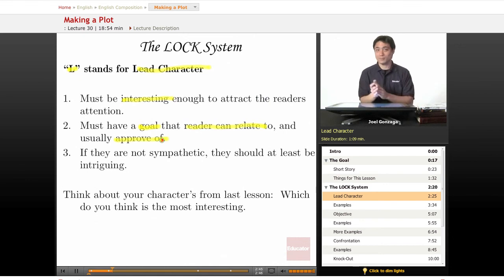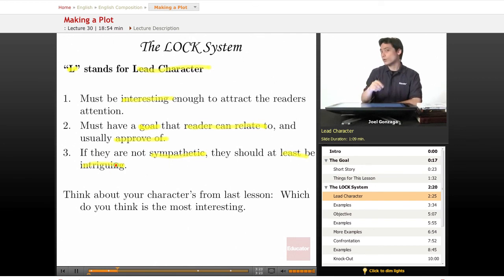Do you want to read a story about a horrible person? Probably not. So you want that reader to relate to this character because they have a goal that we like and that we want them to achieve, because we're good people too. Also, if this character is not sympathetic, if it's somebody we don't like, then they should at least be intriguing. As much as we don't want a boring lead, we also don't want a boring villain. Boring villains don't entertain us too much. We have to be intrigued and interested in the villain too.